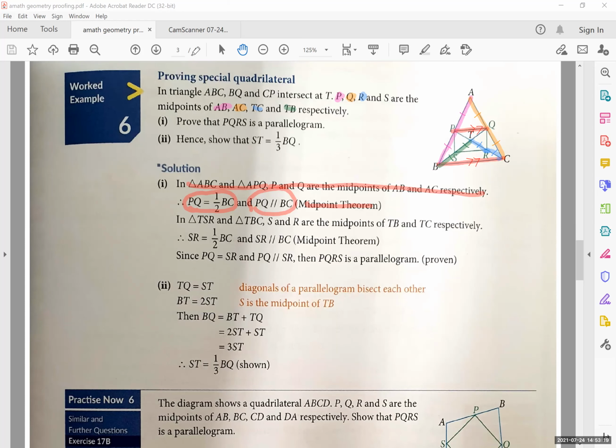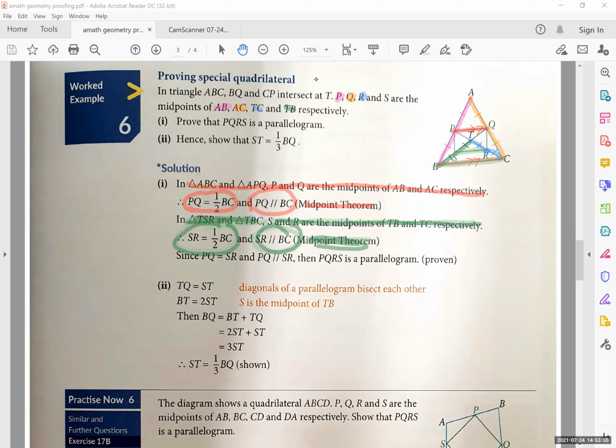By the midpoint theorem, we know that SR is parallel to BC. Now we are focusing on triangles TSR and TBC. We know that S and R are midpoints of TB and TC. Therefore, we can say that SR is half of BC and SR is parallel to BC using the midpoint theorem. I think this green is very light. Let me darken it. Yeah, and that is the information that I have.